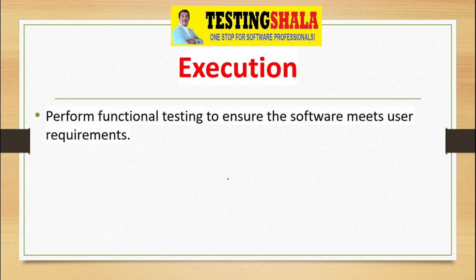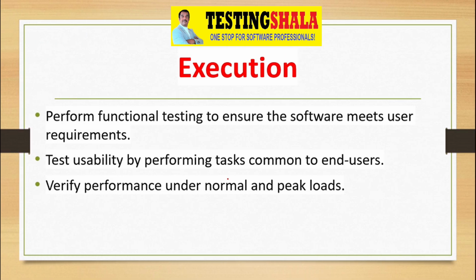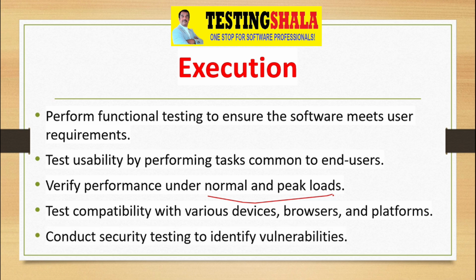Now during the execution phase, we will have to ensure that we test all the functional aspects, whether they really meet the user requirements, and test the usability of performing tests common to the end users. You have to verify performance aspects as well under normal as well as peak loads as part of UAT. And you should also validate the compatibility with different devices, browsers, platforms as part of UAT execution. And you should also ensure that we cover security aspects as part of this execution phase.